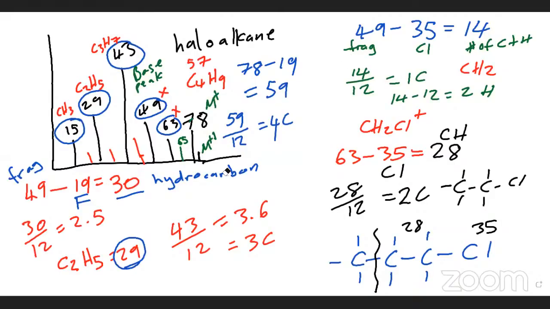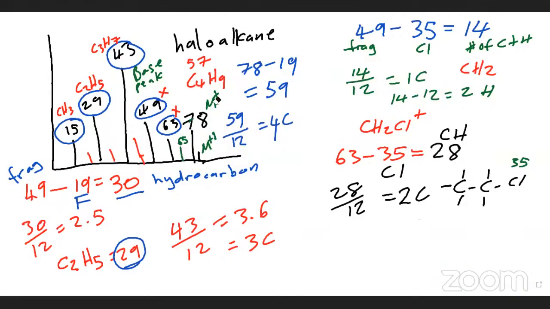Right, so because it's an isotope. The 63, what was the structure for 63 again? Did we say it was C2H4? Right. So the only difference is that this chlorine is 35, and you would have the same exact structure again.